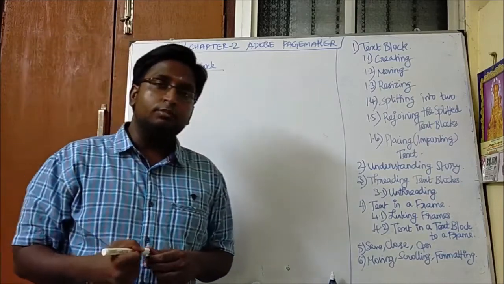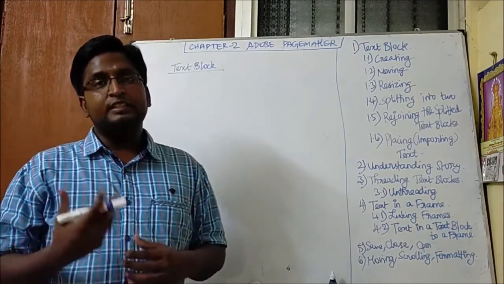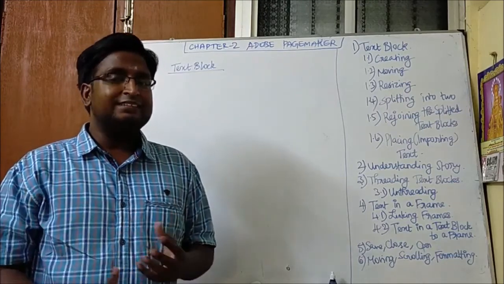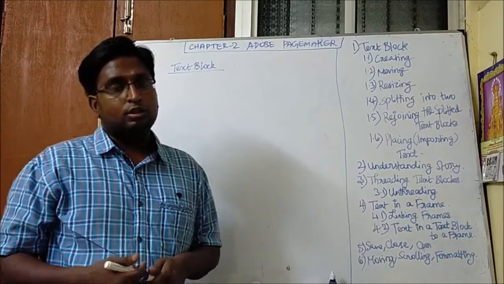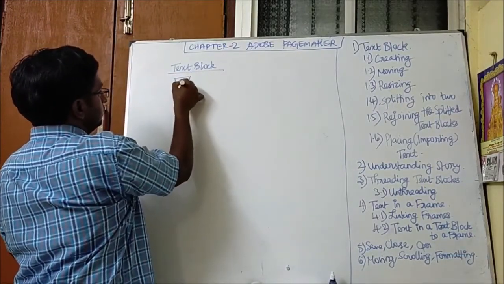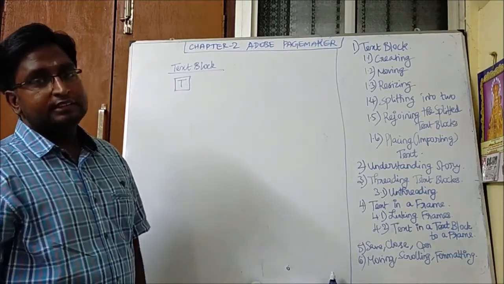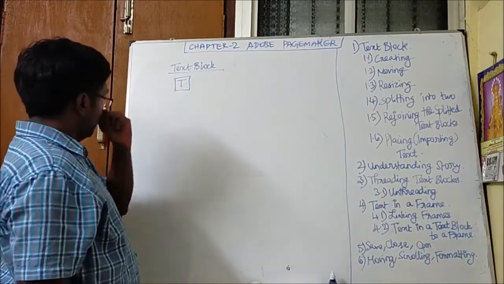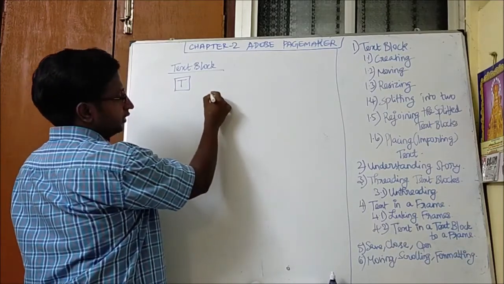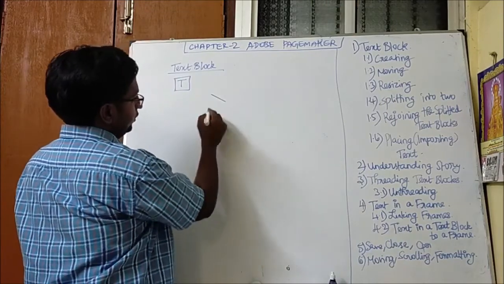A text block is nothing but a block which holds the text. A block which holds the text is called the text block. A text block can be created using the tool T, that is text. By clicking this tool, click at one point and drag, say for example from here to here.